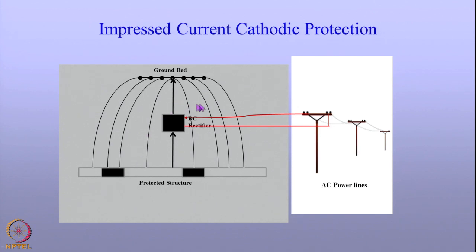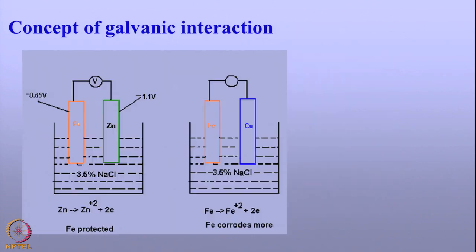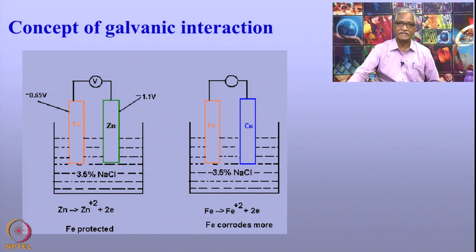Obviously, for this you need to have the AC power lines. That is one of the requirements, without which it is not easy to have impressed current cathodic protection application. There is one more concept that can be used in the cathodic protection of engineering structures. This is based on the galvanic interactions.